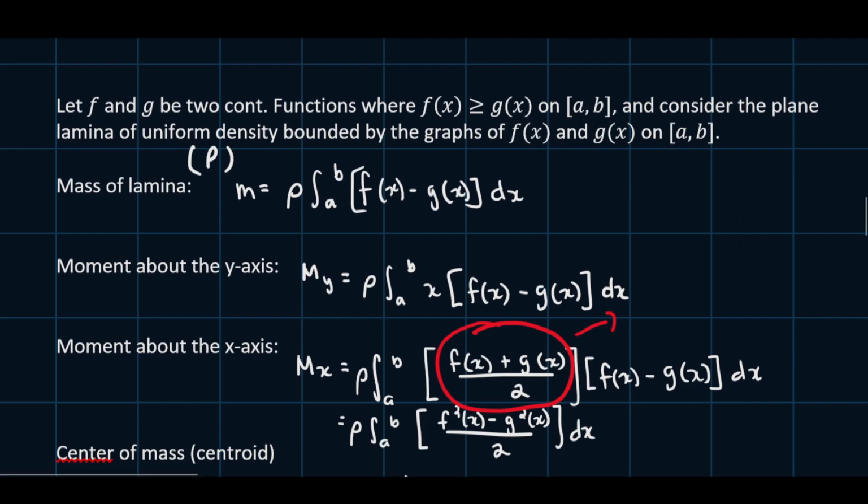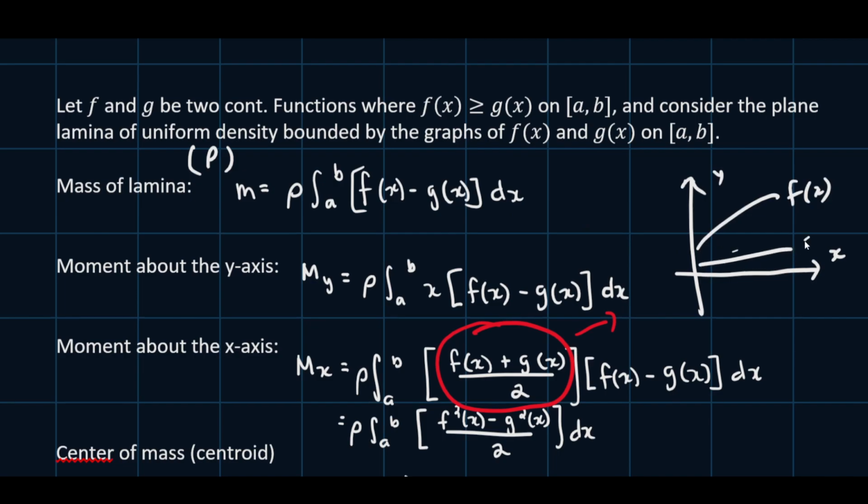So, ibig sabihin kasi, if we have an arbitrary sketch of the graph here, let's say ito yung f of x, and then ito yung g of x. So, para malaman natin yung nasa gitna nitong dalawang functions, what we do is we take the average. So, f of x plus g of x divided by 2. So, ito yung distance from the x-axis. Okay? So, again, ito yung nasa gitna kasi we have a lamina of uniform density. Now, when simplified, magiging difference of two squares yan.